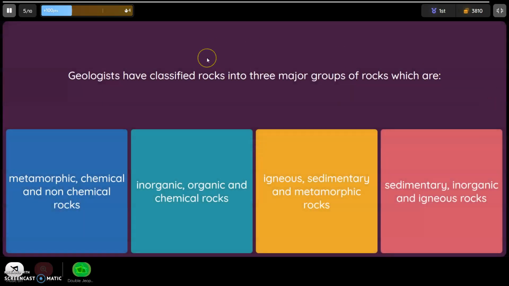Okay, geologists have classified rocks into 3 major groups. What are they? So we said that they're igneous, sedimentary, and metamorphic rocks.